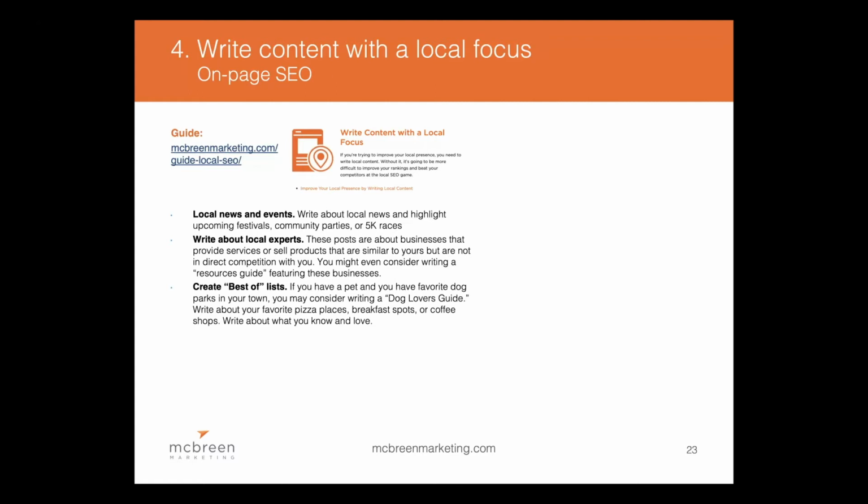So you could create best of lists. So if you have a pet, you have a favorite dog park or something like that, you might consider writing a dog lover's guide to your city. You could write about your favorite restaurants, anything like that, anything you know and love. So these are just ideas, but they're things that do work really well.